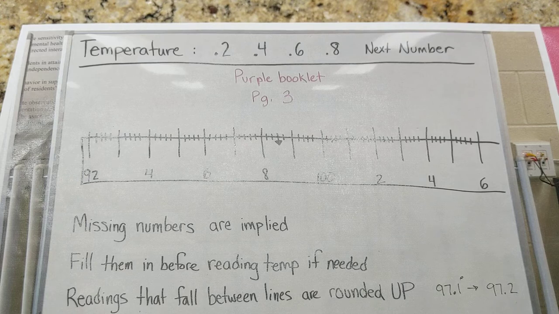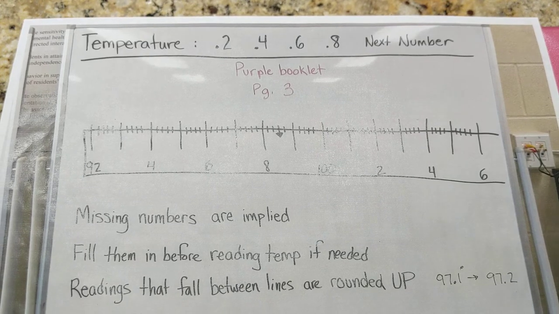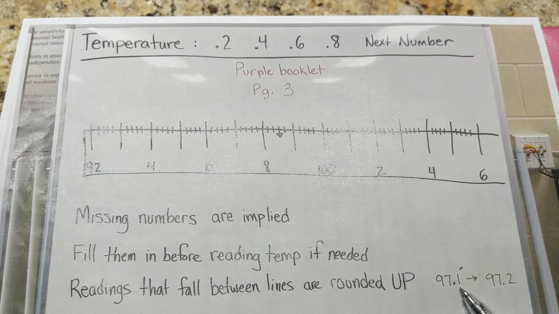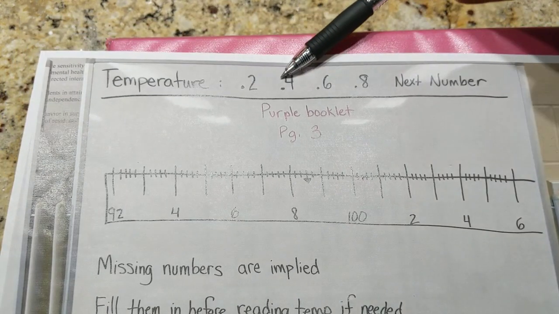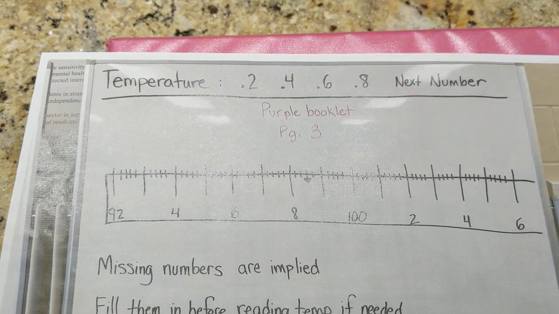You don't choose a number that is too high. Also, keep this in mind right here. It says readings that fall between the lines are rounded up. And what that would mean is that if you thought that it looked like the answer was 97.1, it would be rounded up to 97.2. So the number after the decimal point is always going to be either a 0.2, a 0.4, a 0.6, or a 0.8. Or a 0.0 like 97.0. So it can never be between those.